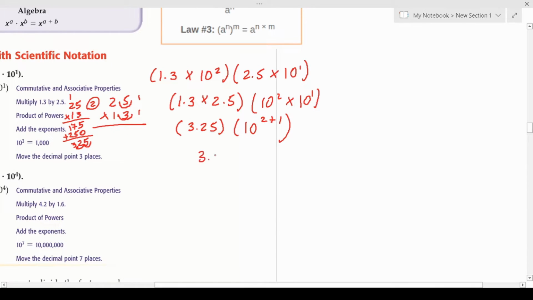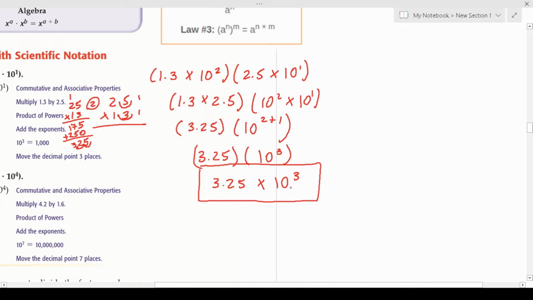So this becomes 3.25 times 10 to the third, which is now written in scientific notation. So this may suffice as an answer. That said, if we wanted to write this in standard notation, we would have to realize that we take this decimal and shift it 3 times to the right, given that the exponent is positive 3, so 1, 2, 3, add a 0 in. So in standard form, this is 3,250. So both of these answers would be correct.